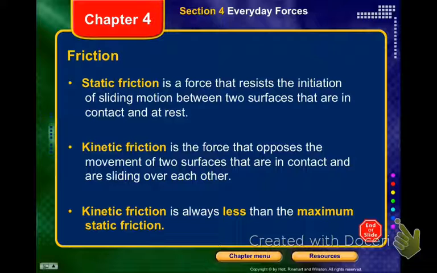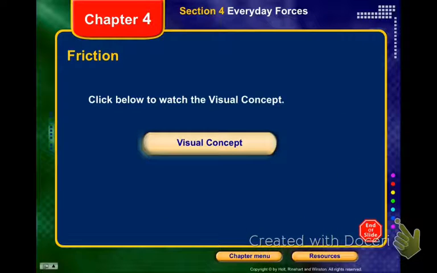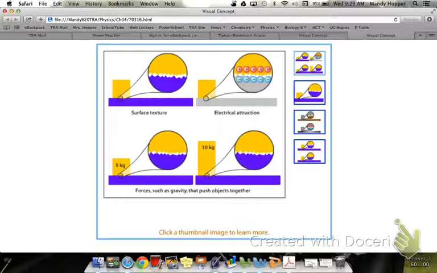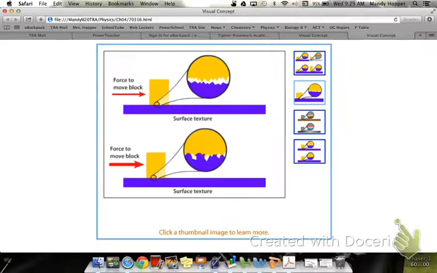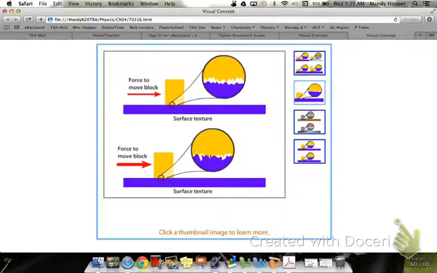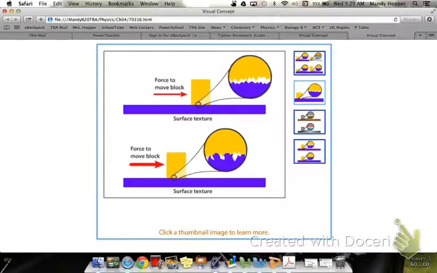More difficult to move an object across the surface of another object. Surface texture, electrical attraction, and other forces that push objects together all affect the friction experienced by the objects. Even if the surfaces of two objects appear to be smooth, they are rough on a microscopic level. In general, as the roughness of a surface increases, the friction increases, and more force is required to move the object along a surface. Even the surface of fluids, such as water and air, can cause friction.